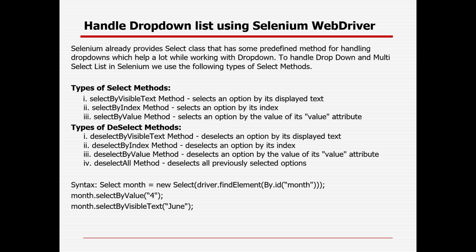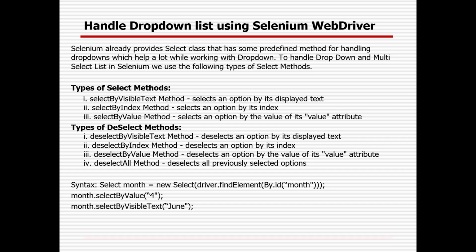What are the different ways you can handle a drop down? These methods are already coming from the WebDriver interface. But in case you want to handle a drop down, there are no specific methods available in the WebDriver interface itself. So you need to create an object of the Select class, which is available in Selenium. Selenium already provides the Select class, which has some predefined methods for handling drop downs, which will help the user work with the drop down or drop box.